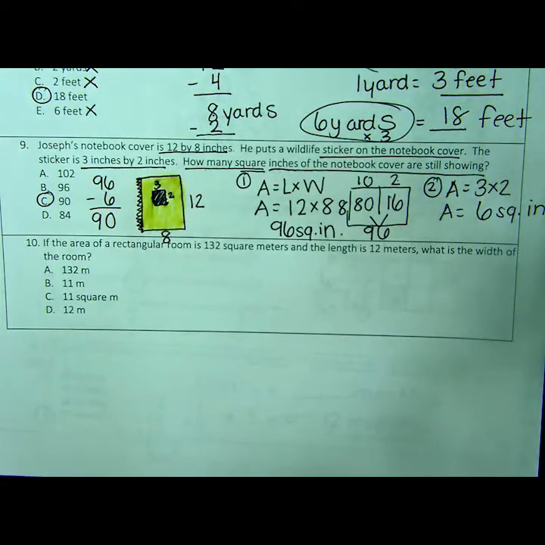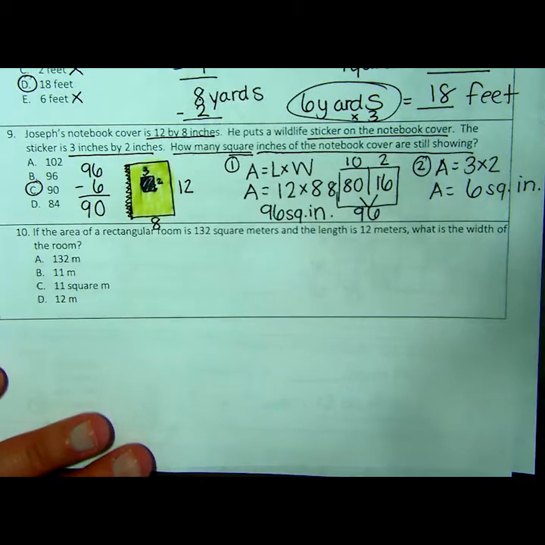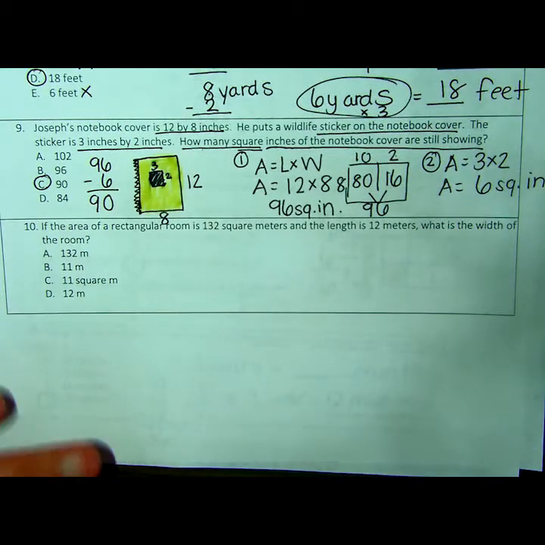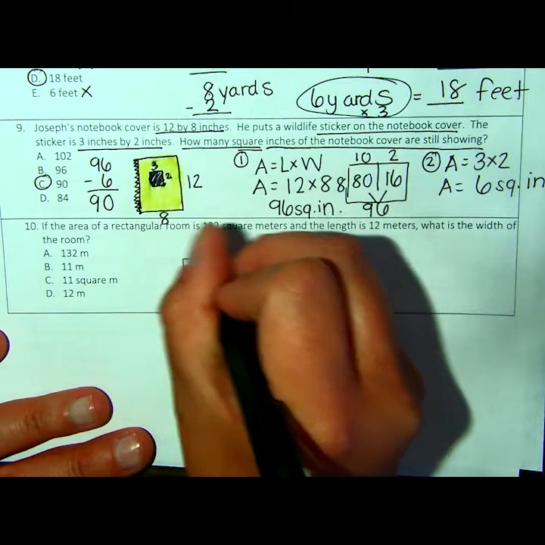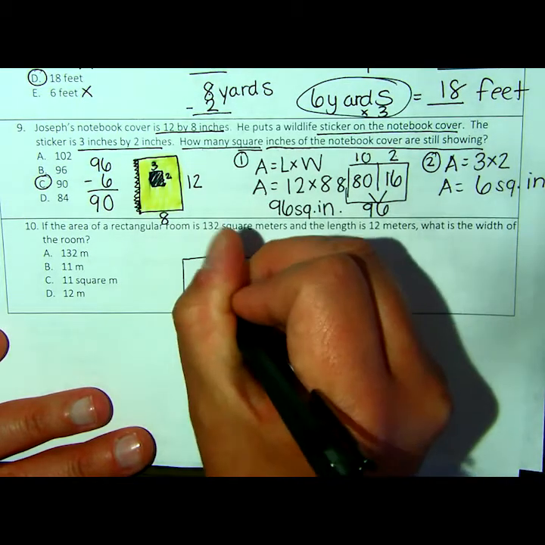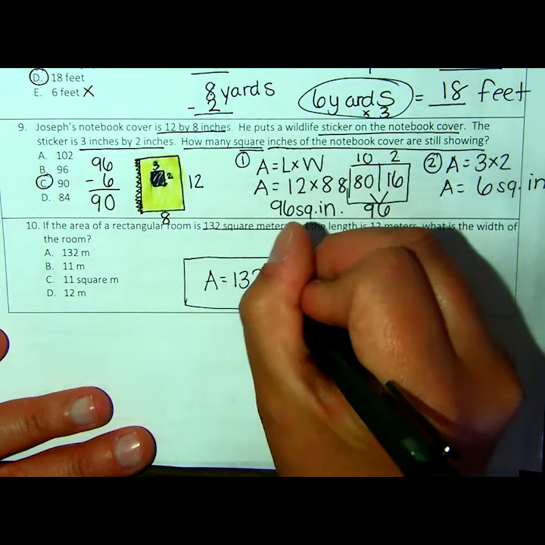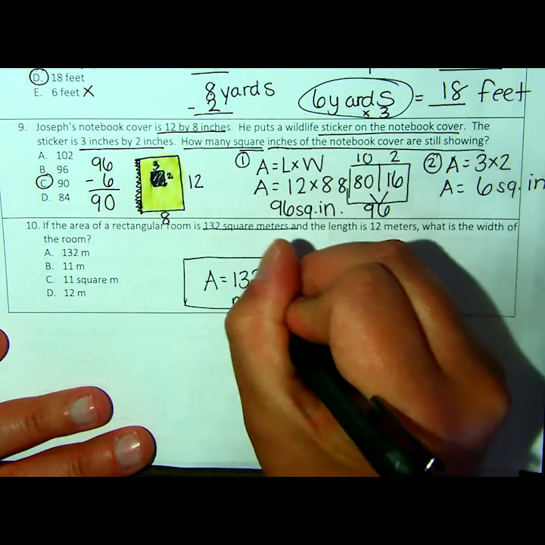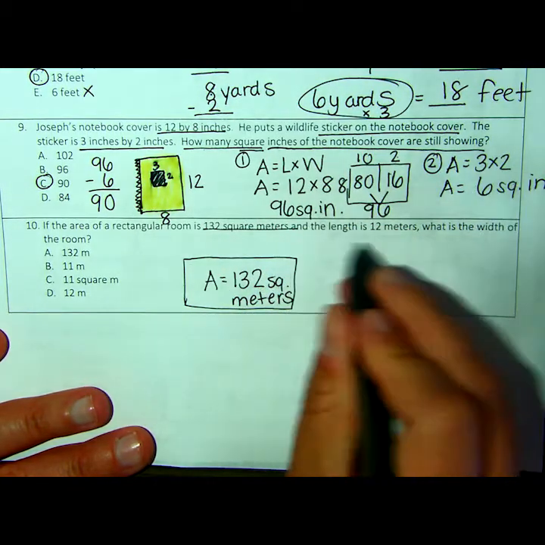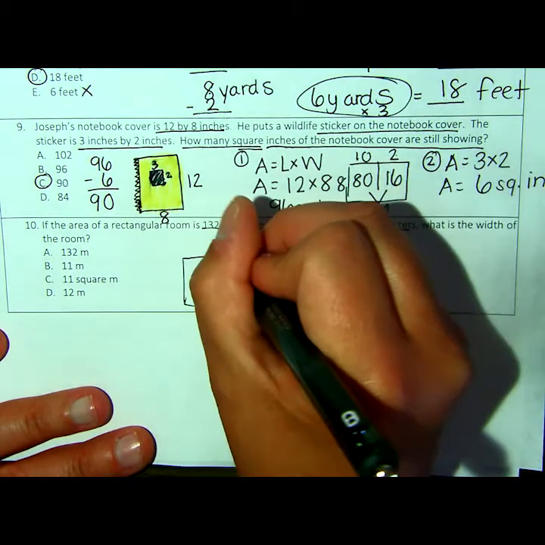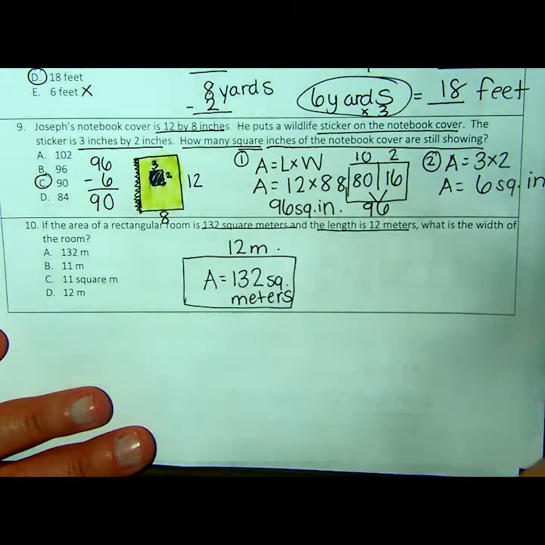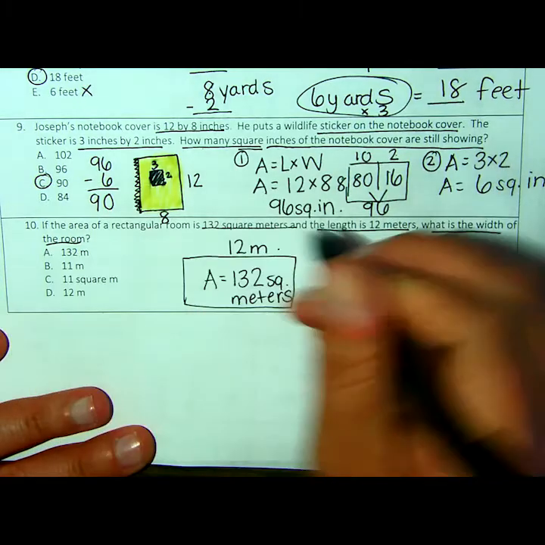Last question. If the area of a rectangular room, so I'm already thinking rectangular room, they've given me the area, it's 132 square meters, and the length is 12 meters, so 12 meters. What is the width of the room? Ugh, missing side length. There it is.